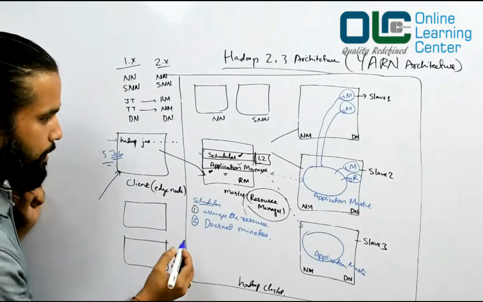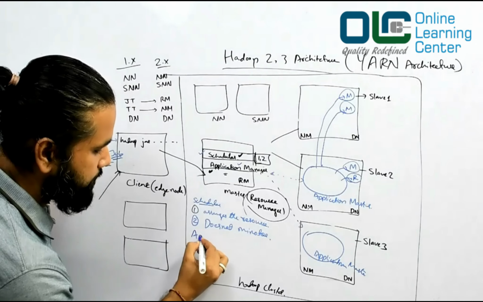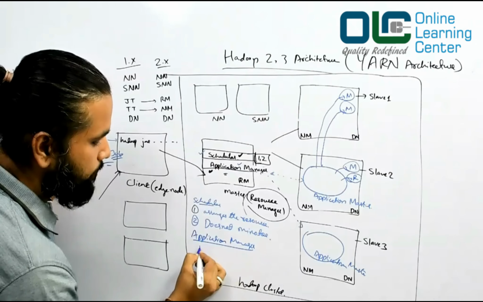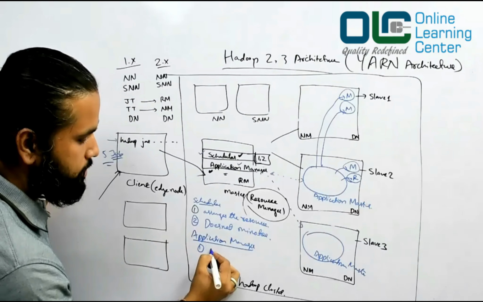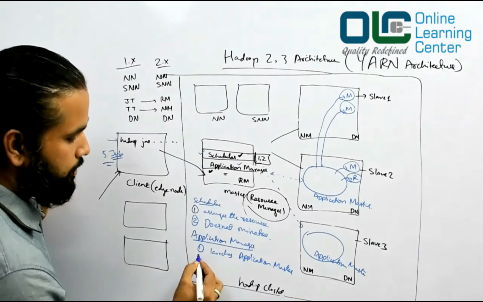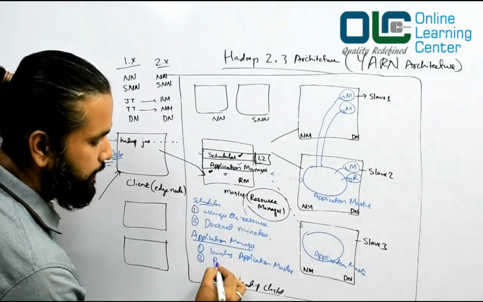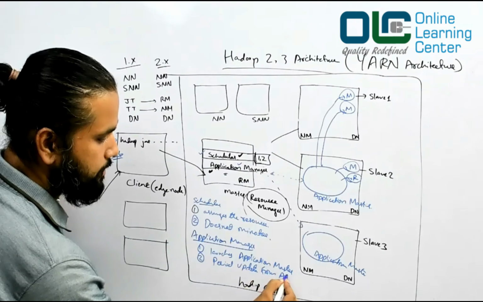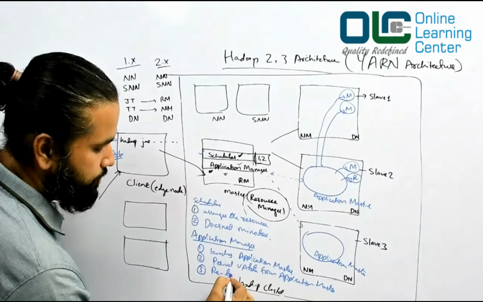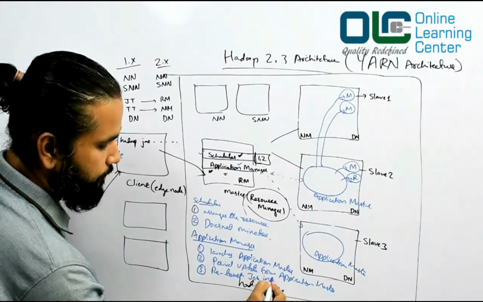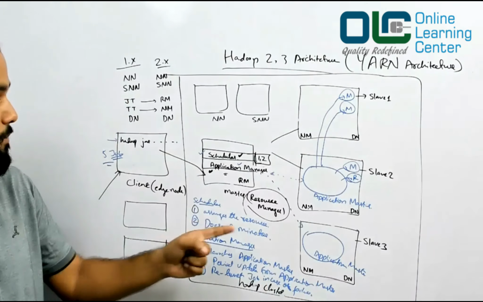Okay, so we understood application manager. I'll write it here. Application manager, what does it do? Number one, launches application master. Number two, takes periodic update from application master. Number three, relaunch job in case of failure. So that's what your application manager does for you.